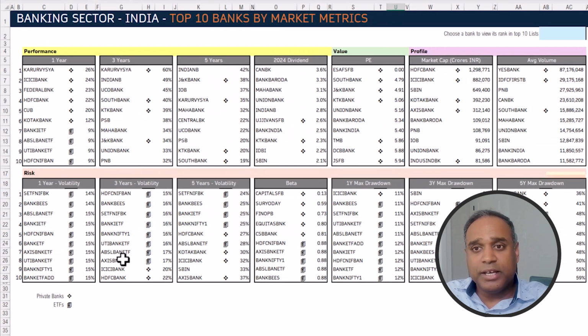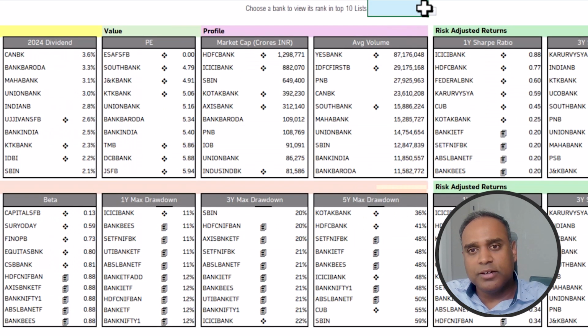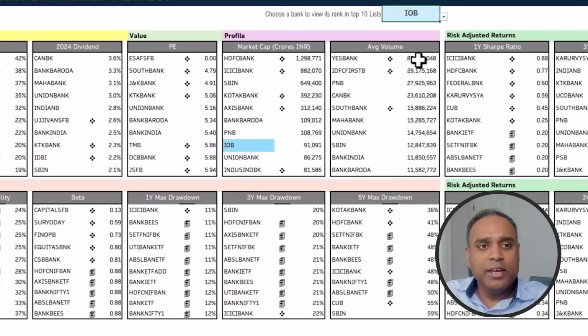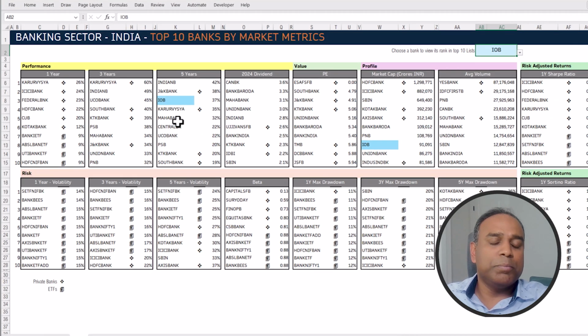There's also this top 10 view where I can click on any specific bank that I'm interested in. So let's say IOB, and I can quickly see visually if they are in the top 10 in any of these metrics. And so all the top 10 performers based on all these different metrics that we looked at, everything is again fully automated in this spreadsheet.